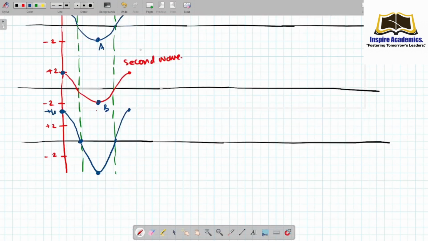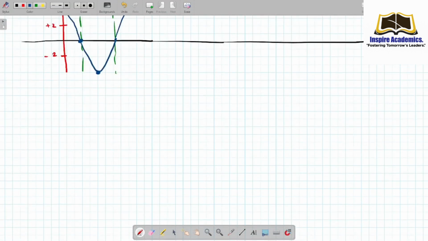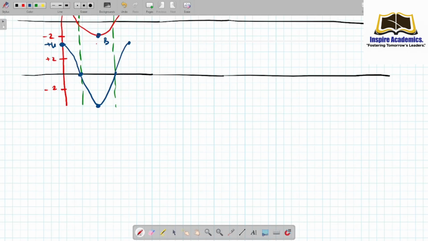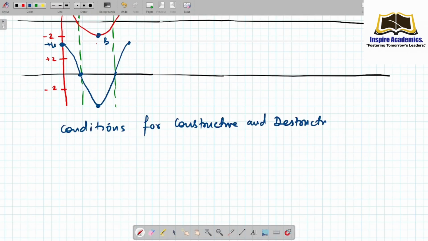Now let us take that we have two sources. Now we are discussing conditions for constructive and destructive interference. Okay.